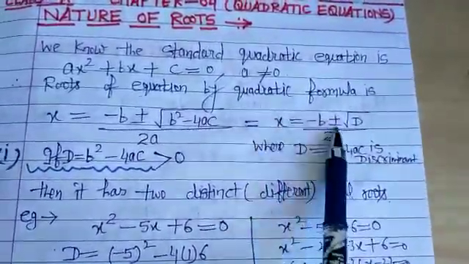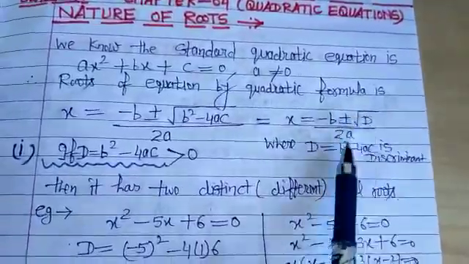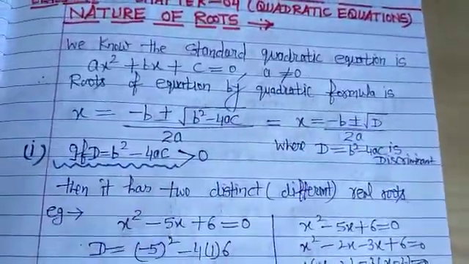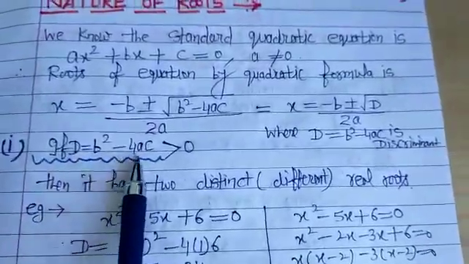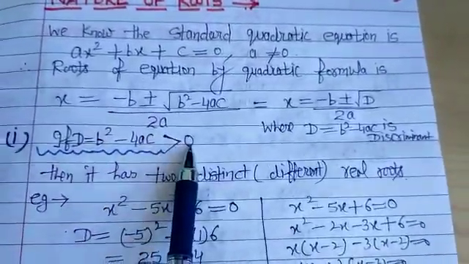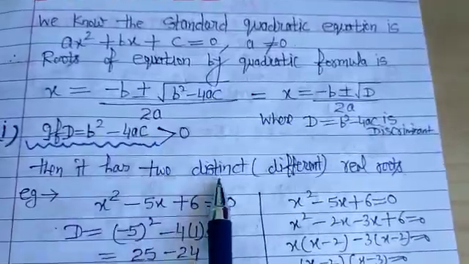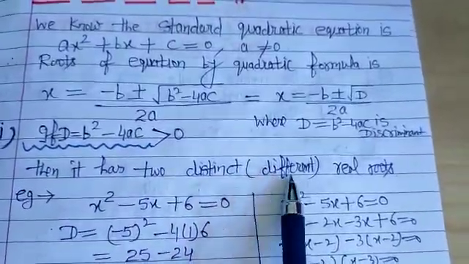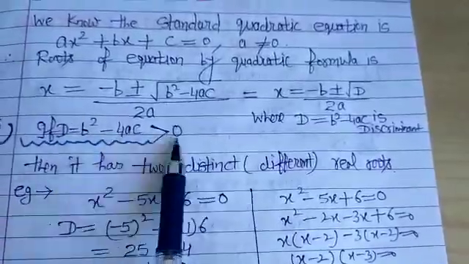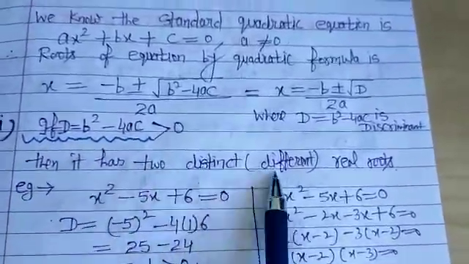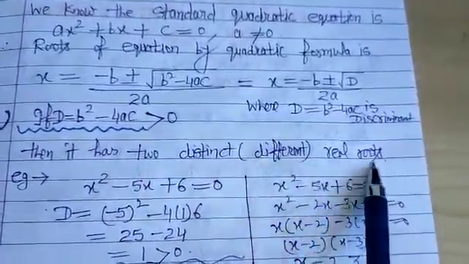So the nature of the roots depends upon the discriminant. There are three possibilities of the discriminant. The first condition is if D, which is b square minus 4ac, is greater than 0, then it has two distinct, different real roots. So again I'm saying, if D is greater than 0, then it has two distinct or different real roots.